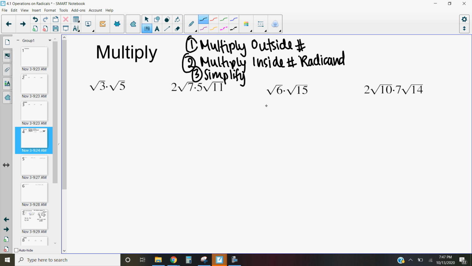Now in this video, we're going to talk about how to multiply simple ones. We're going to talk about how to use the distributive property, and we're also going to talk about how we might have to FOIL when we are multiplying. So let's start with the basics, just multiplying two radicals.